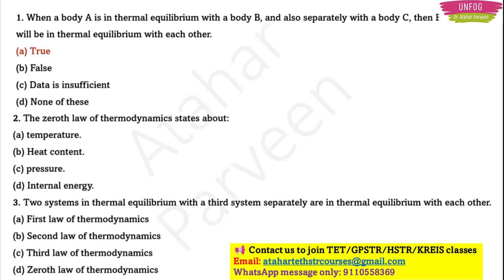Next question. The zeroth law of thermodynamics states about temperature, isn't it? It talks about thermal equilibrium, right? Thermal equilibrium means same temperature. Then the third question: two systems in thermal equilibrium with a third system separately are in thermal equilibrium with each other. This is nothing but the zeroth law of thermodynamics. See, these three questions were from the zeroth law of thermodynamics. But see the way they can twist and ask you the question. So you have to learn this way. You have to see how the questions can be asked from the same topic in different ways.